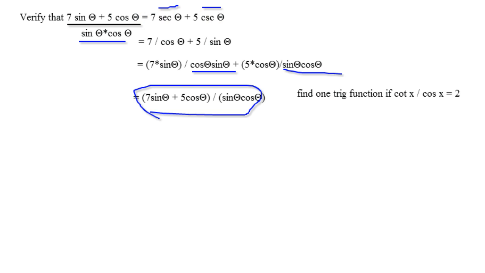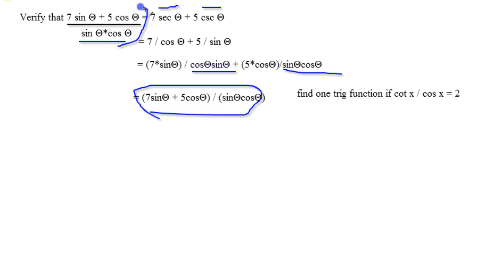And both of them are common denominators, so now I can add the top. Now I can't change the top any, but it does become 7 sine of theta plus 5 cosine of theta divided by, let's just change it to, sine of theta cosine of theta. And look at that, it's the same exact identity, and this just came from adding two fractions together. Okay, so that's verifying trig identities.